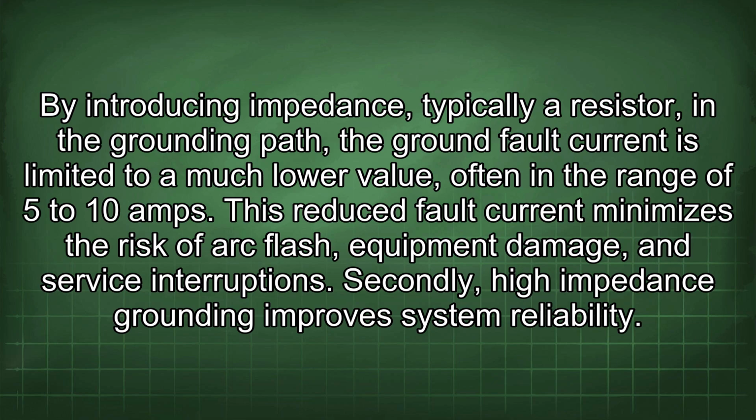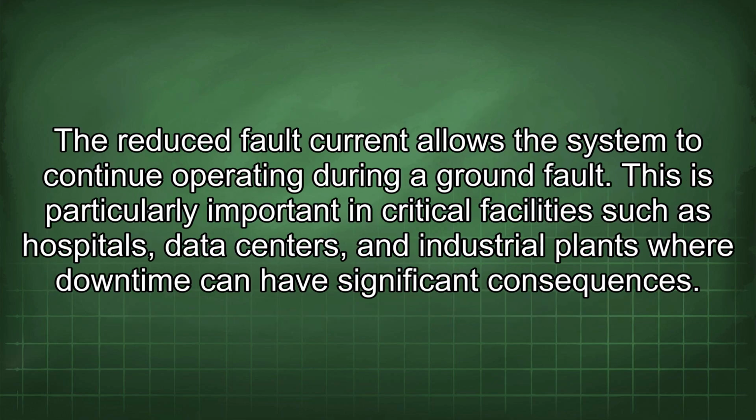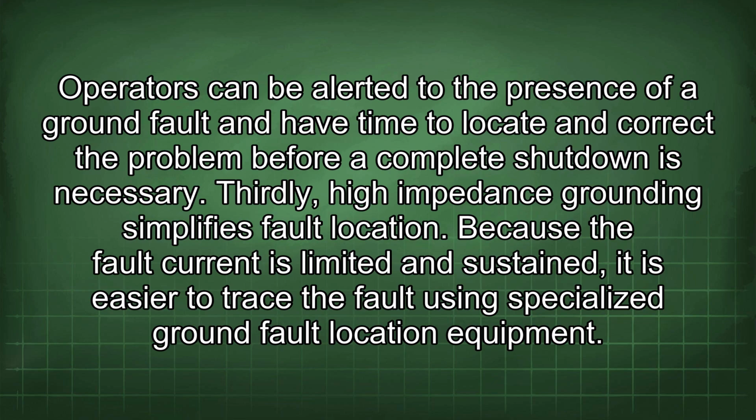Secondly, high impedance grounding improves system reliability. The reduced fault current allows the system to continue operating during a ground fault. This is particularly important in critical facilities such as hospitals, data centers, and industrial plants where downtime can have significant consequences. Operators can be alerted to the presence of a ground fault and have time to locate and correct the problem before a complete shutdown is necessary.